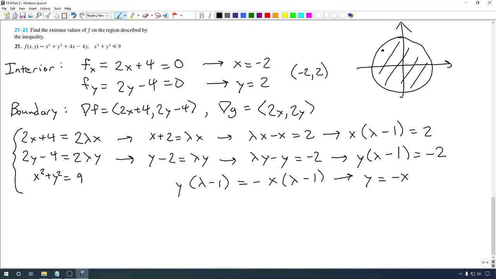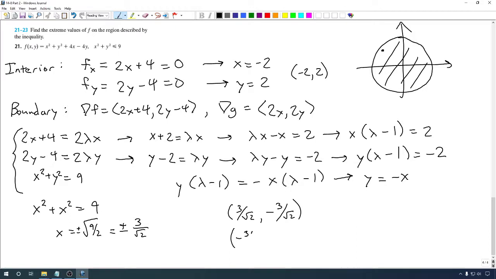Once I have y equals negative x, and I have x squared plus y squared equals 9, I can replace my y with negative x, and the square gets rid of the minus sign. So x is going to be plus or minus the square root of 9 over 2, which we can write as plus or minus 3 over root 2. Of course, y is the negative of that, so we end up with 2 points: 3 over root 2 and negative 3 over root 2, and negative 3 over root 2 and positive 3 over root 2.